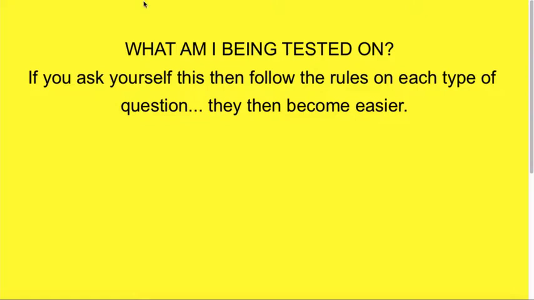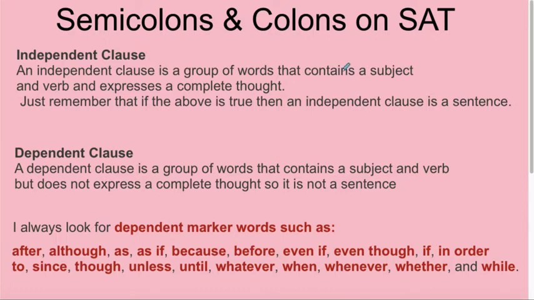Remember, when we're dealing with the writing section of the SAT, the most important question you can ask yourself when you look at a question is, what am I being tested on? If you ask yourself that and then follow the rules on the types of questions that I have suggested, they do become easier. If you've seen my previous videos on the writing section, I've broken them down into 7 categories of questions that you'd be tested on, one being punctuation. Today we're going to talk about semicolons and colons.